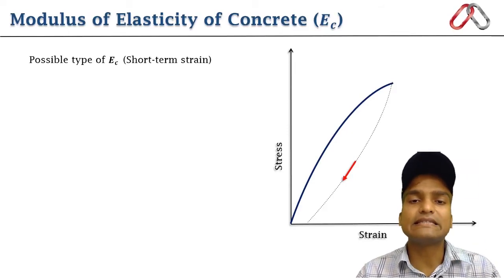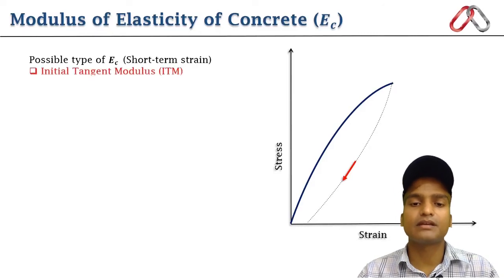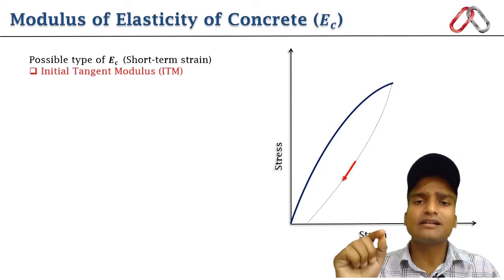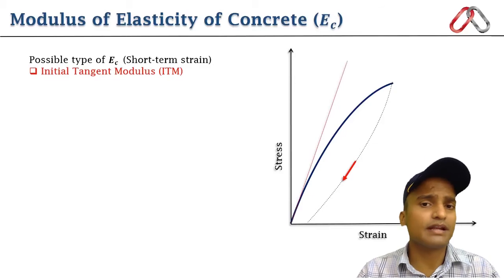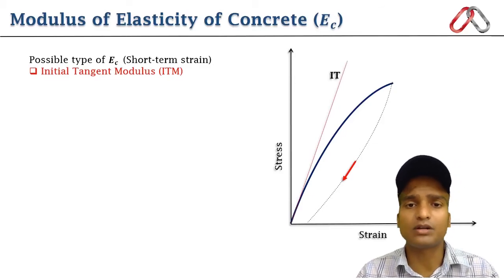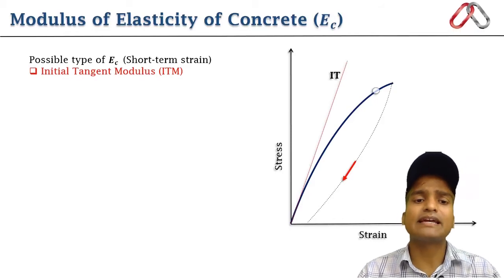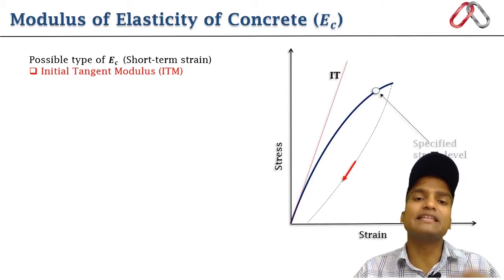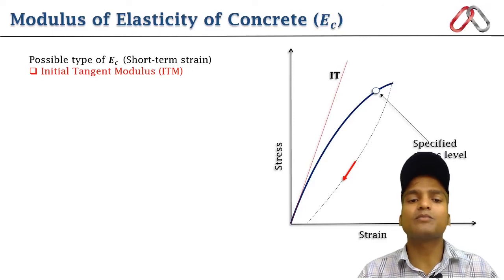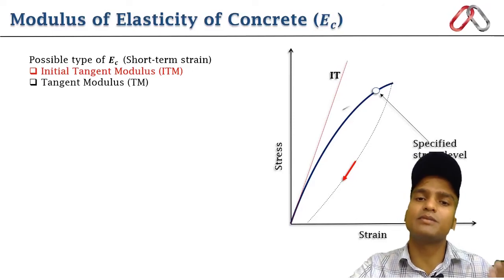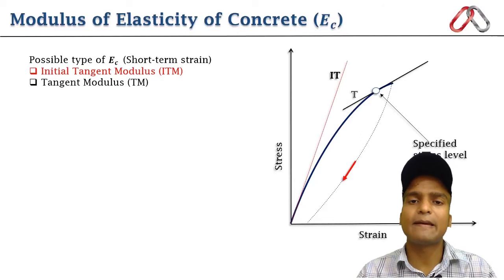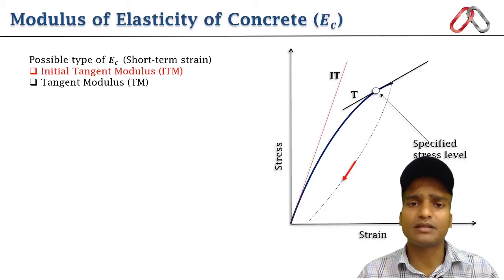First one is the initial tangent modulus, ITM. इसमें क्या करते हैं, हम एक tangent लेते हैं origin पे और उसका tan थीटा निकाल लेते हैं, वो tan थीटा को इक्वल कर देते हैं कैपिटल EC के. Second one can be tangent modulus. This is not initial tangent modulus. Tangent modulus क्या होता है, आपने कहीं पे भी से पॉइंट XY पे आपने tangent लिया और फिर उस tangent की tan थीटा आपने पता की और वो उस पॉइंट की शॉर्ट टर्म मॉडुलस ऑफ इलास्टिसिटी होगी.